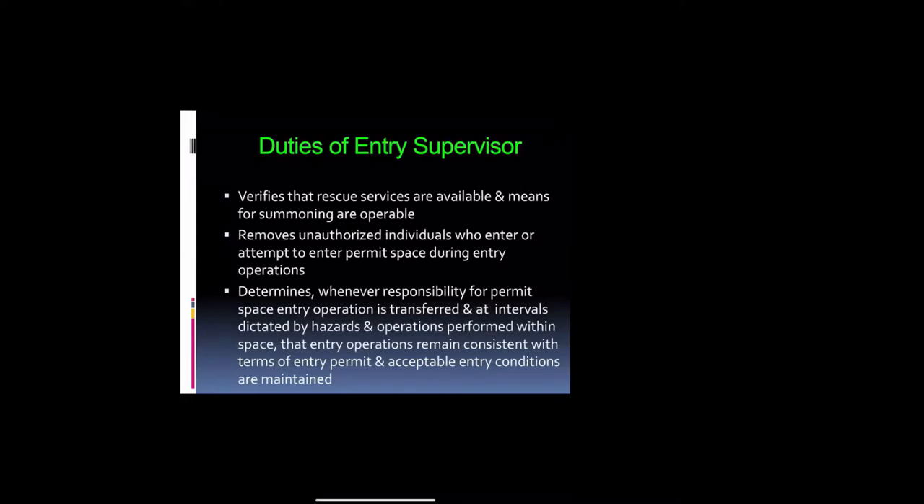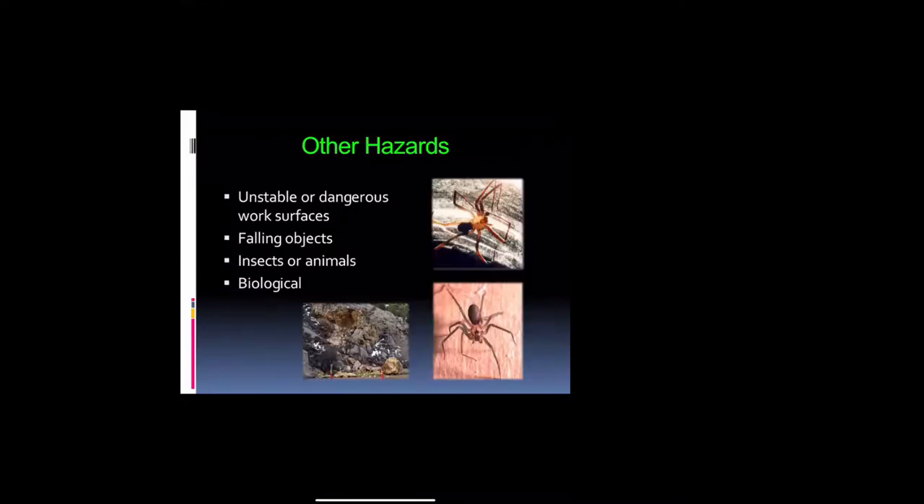Keep in mind that you do have other hazards. And when they say other hazards, it's things like dangerous surfaces. It's things like falling objects or insects, any biological instances we may be running into. This would be the any other hazards category we kind of talked about, which then can become dangerous, which then needs to be thought about a little more.